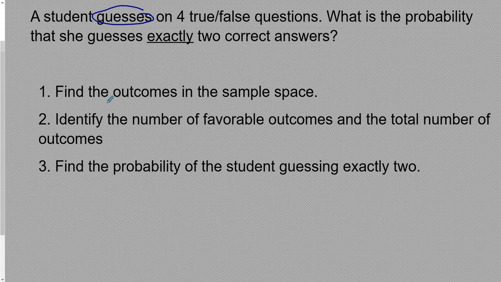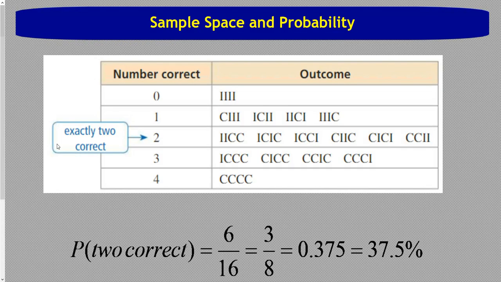So step 1, we need to find all the outcomes in the sample space. Figure out what the possible outcomes are. Identify the number of those outcomes that will be, quote, favorable, which ones give us 2 correct answers, and the total number of outcomes. How many are there possible, regardless of how many she gets right? And then find the probability by dividing the favorable outcomes by the possible outcomes. So I've kind of done some of this work already. Here are all of the outcomes.